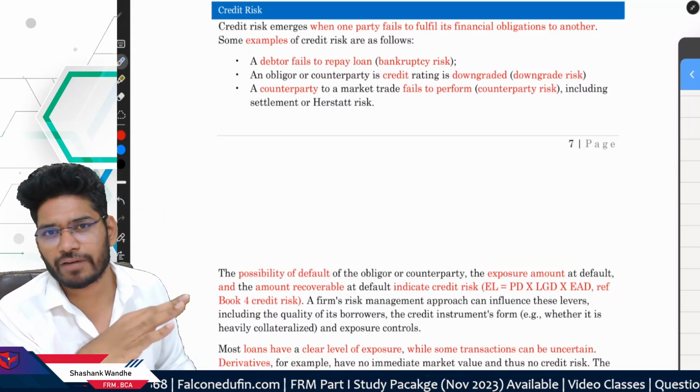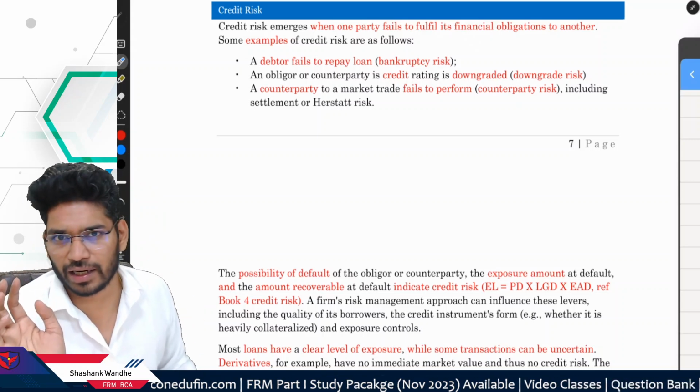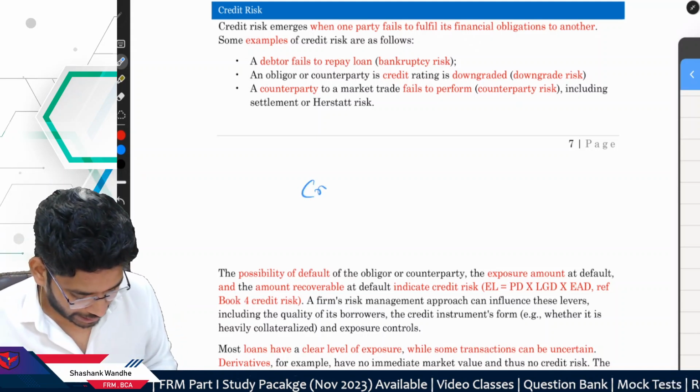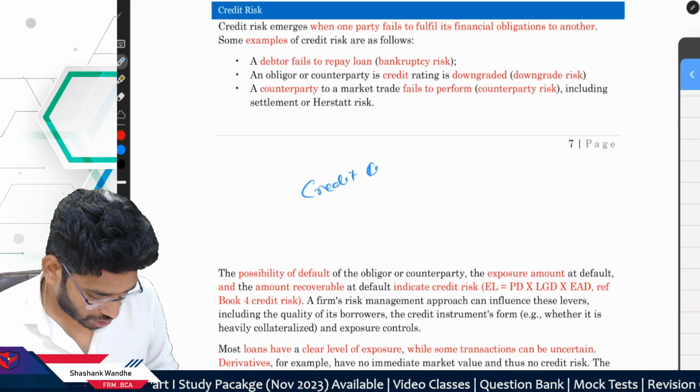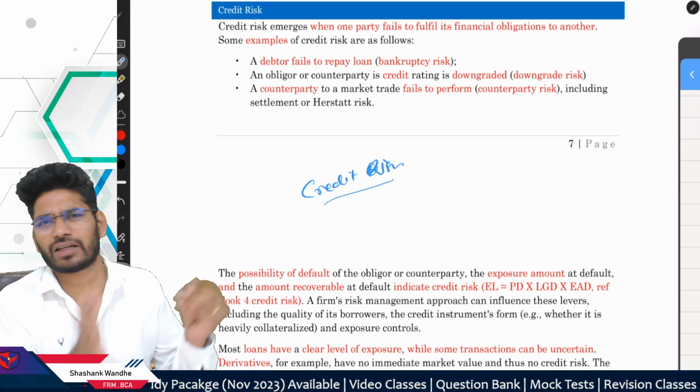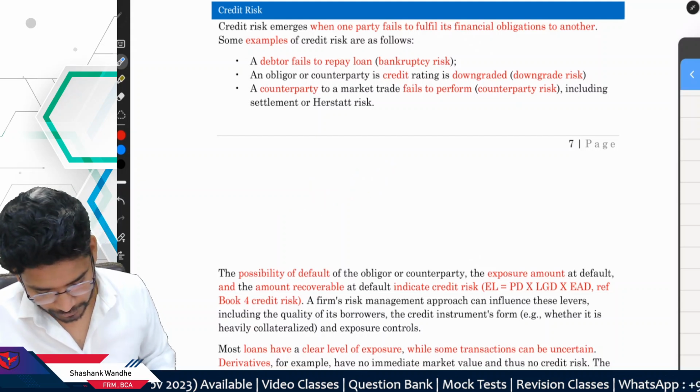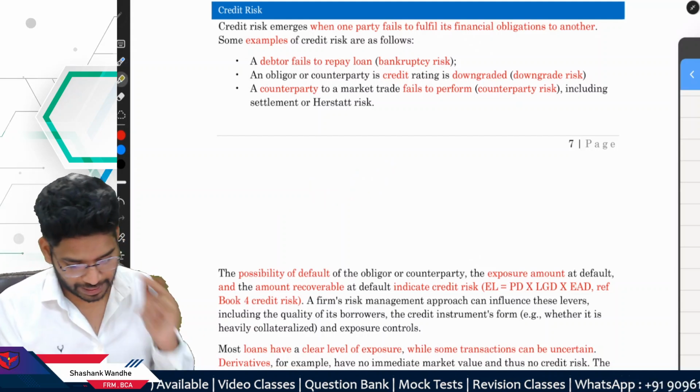So we will discuss derivatives in detail, and you will automatically understand the credit risk generated from this particular part. We also have a detailed chapter on credit risk, and everything will be discussed in detail there also. This is in Book 4. Right now, we will just stick to the basics.